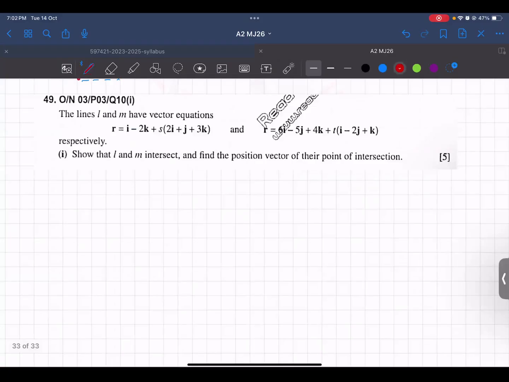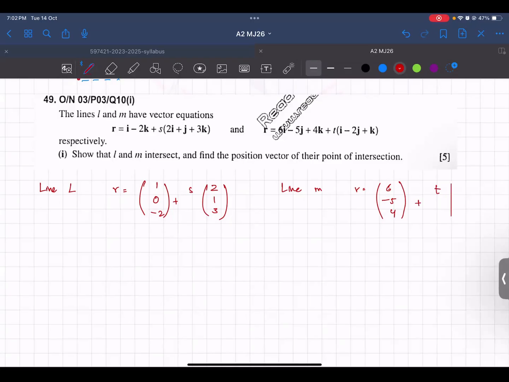So they have given you, look, the lines L and M have vector equations. Line L: r equals (1, 0, -2) plus s(2, 1, 3), and line M: r equals (6, -5, 4) plus t(1, -2, 1).